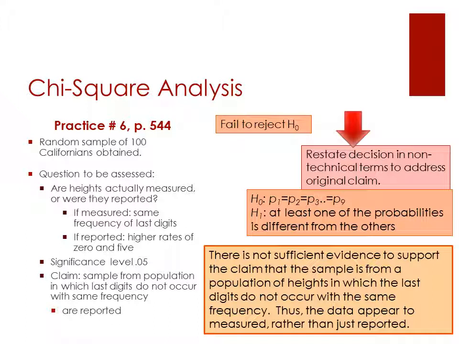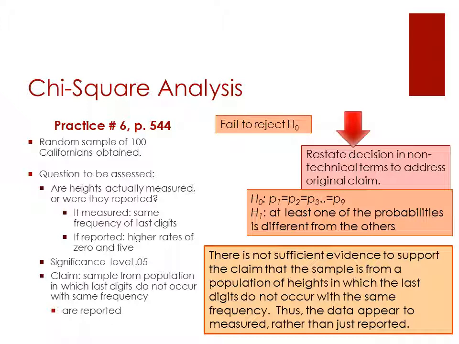My final interpretation would be: there is not sufficient evidence to support the claim that the samples are from a population of heights in which the last digits do not occur with the same frequency. So when we're looking at this, pay attention to how this breaks down. Your opening sentence is either going to be there is sufficient evidence or not sufficient evidence. Okay? And then you'll be stating the claim that was positioned for you. Notice the specific claim that we have over here to the left. That's what follows next. So that's the claim that we're supporting or not supporting, right? Then we have a summing sentence. What does this mean for this particular problem? Thus, the data appear to be measured rather than just reported.